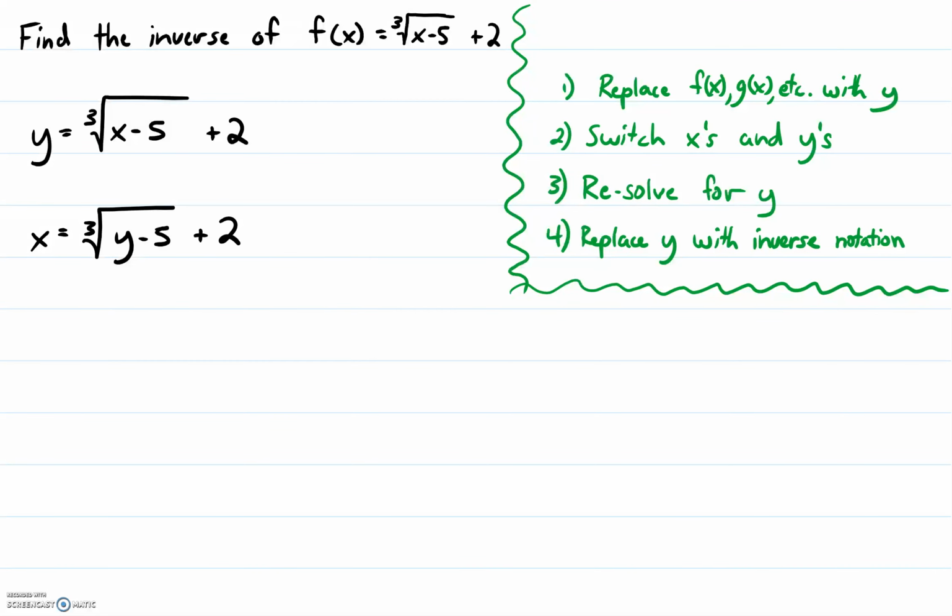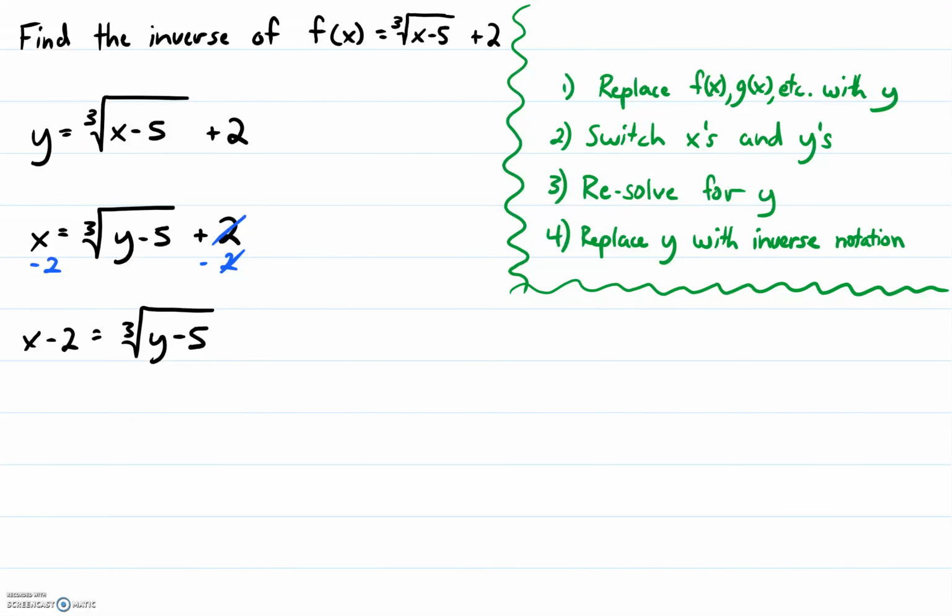And so now we don't have y by itself anymore, so we need to resolve for y. So moving on into step 3, we want to find a way to get y by itself. So the first thing we want to do is get the term with y in it by itself, in other words, the cubed root of y minus 5. So to do that, we're going to subtract 2 from both sides. So on the left-hand side, we're now going to have x minus 2 is equal to the cubed root of y minus 5. And now we need to get the y out of the cubed root.